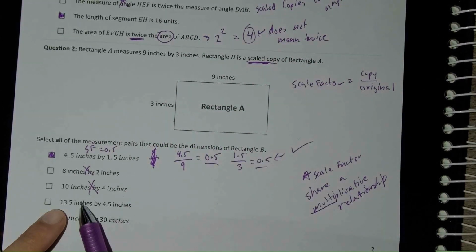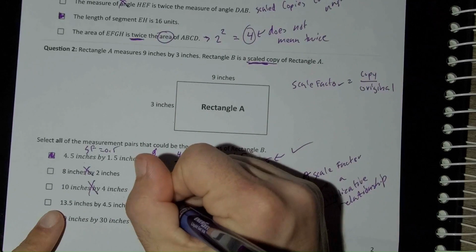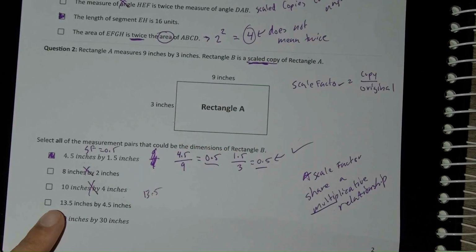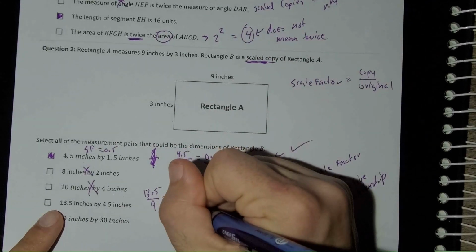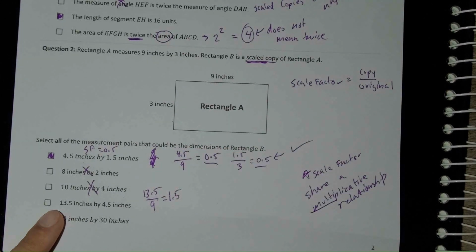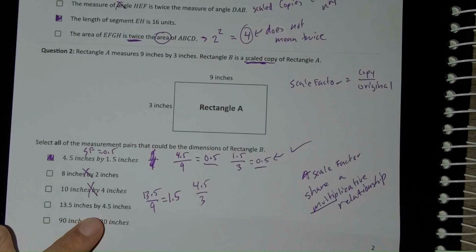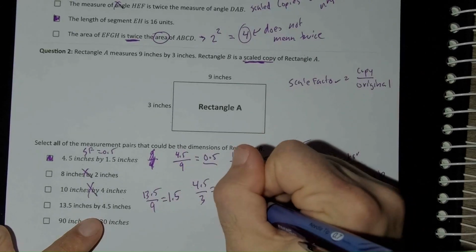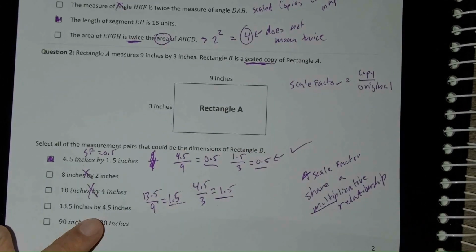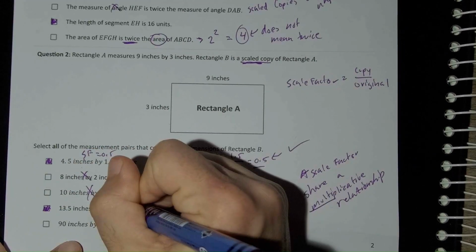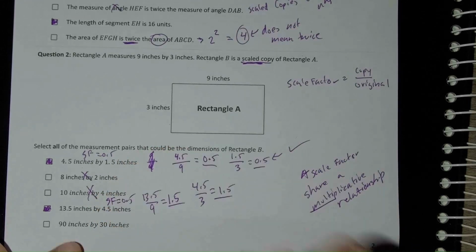So here we can see that we have two numbers that is not easy to see the relationship. So let's see if both of these end up having the same scale factor. So I do 13 and 5/10 inches over 9. And when we put this in our calculator, we end up getting 1 and 5/10. Next one, we have 4 and 5/10 over 3. And again, when we put this in our calculator, we get 1 and 5/10. Both of these have the same scale factor, so that means this is a possible answer as well. So our scale factor is 0 and 5/10.